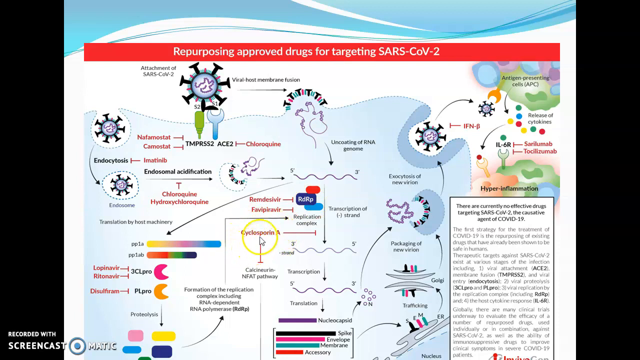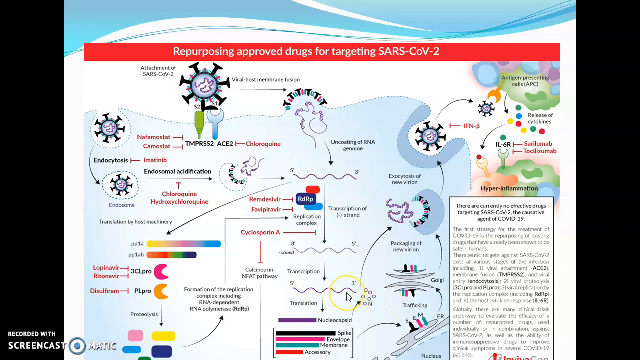Cyclosporin is another drug. This is an immunosuppressant, particularly used in the treatment of cirrhosis, Crohn's disease, and other autoimmune disorders. It can inhibit the transcription process, so ultimately the particular proteins will not form and virus replication will not happen. Interferon beta is another drug under investigation. There are sarilumab and tocilizumab, which are specific monoclonal antibodies against IL-6 receptors and are used in the treatment of rheumatoid arthritis. They can also be repurposed for the treatment of SARS-CoV-2. So these are a few examples of drugs which can be repurposed for the treatment of COVID-19 too.